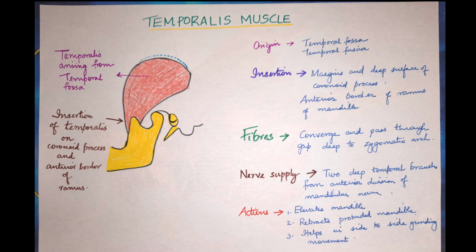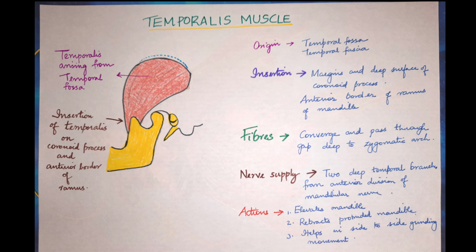Second is the temporalis muscle. Temporalis muscle originates from the temporal fossa and temporal fascia, and they get inserted on the coronoid process and anterior border of ramus. The fibers of the temporalis muscle converge and pass through the gap deep to the zygomatic arch.